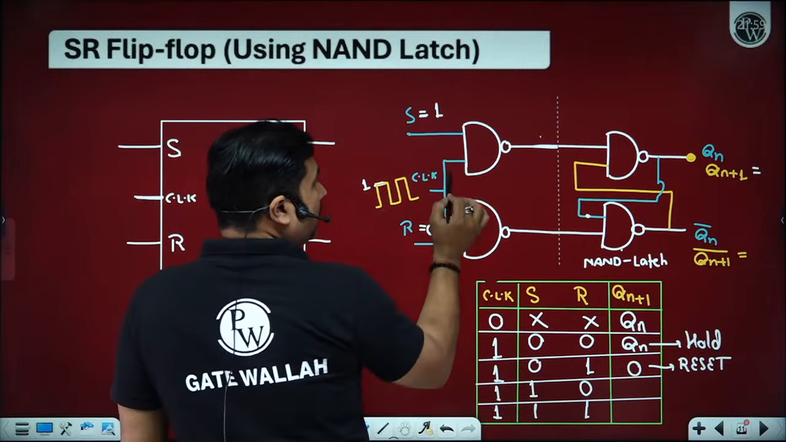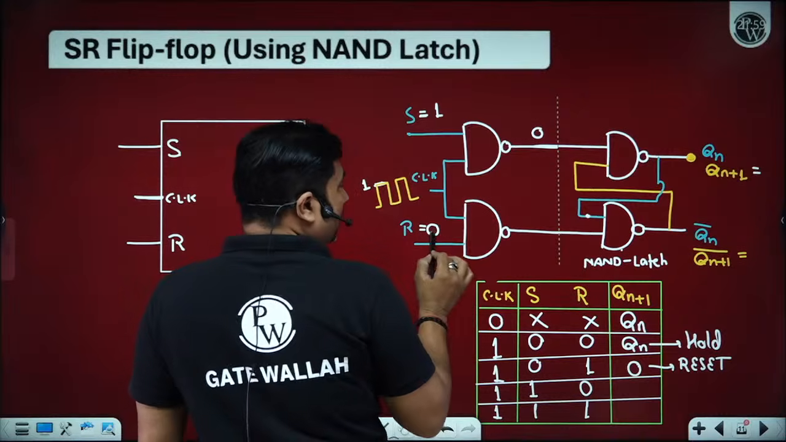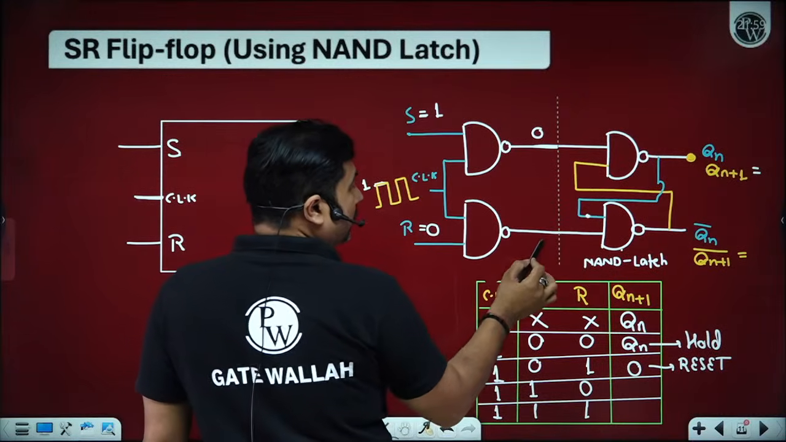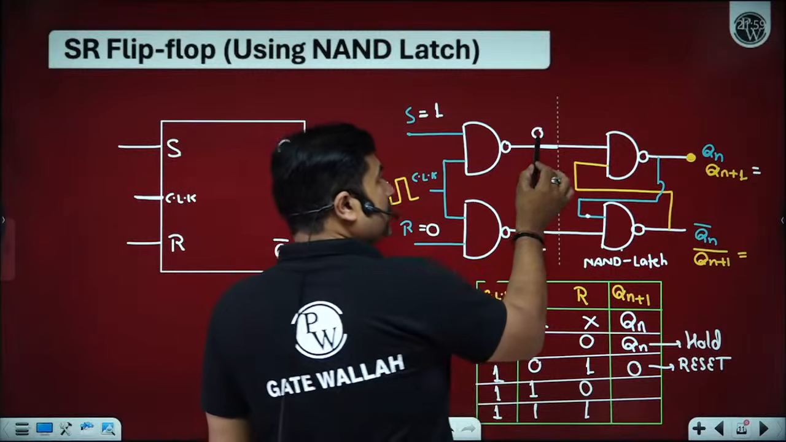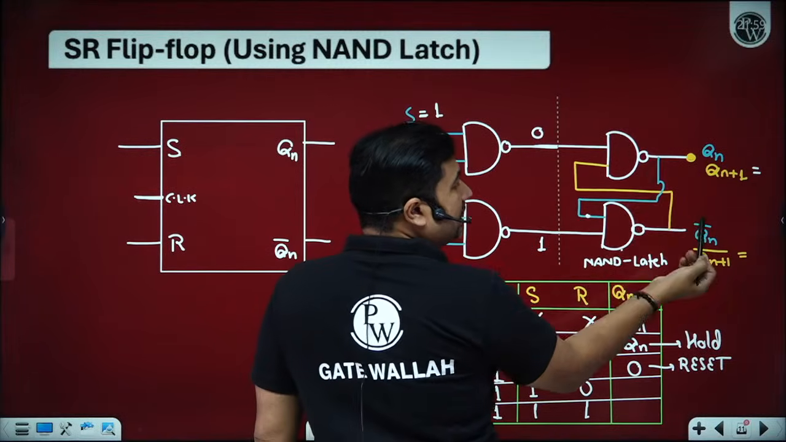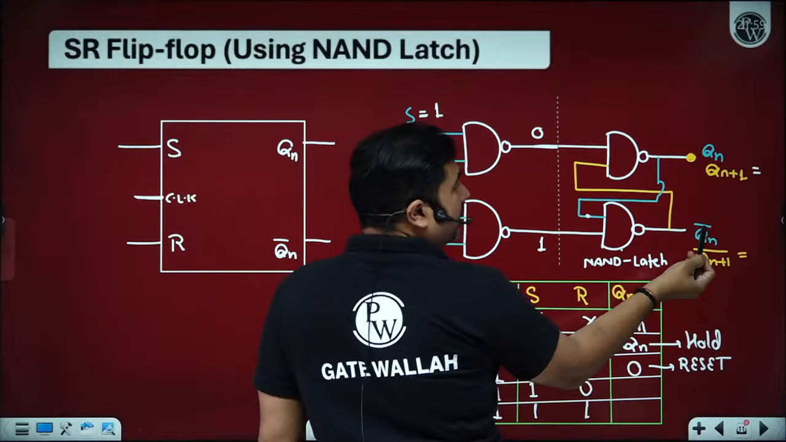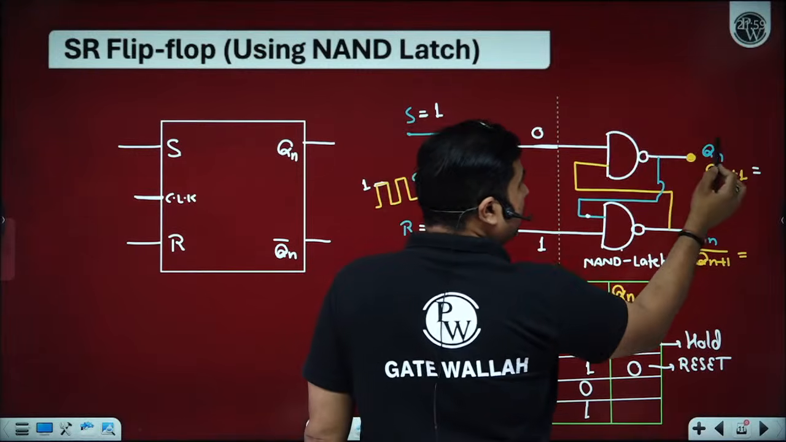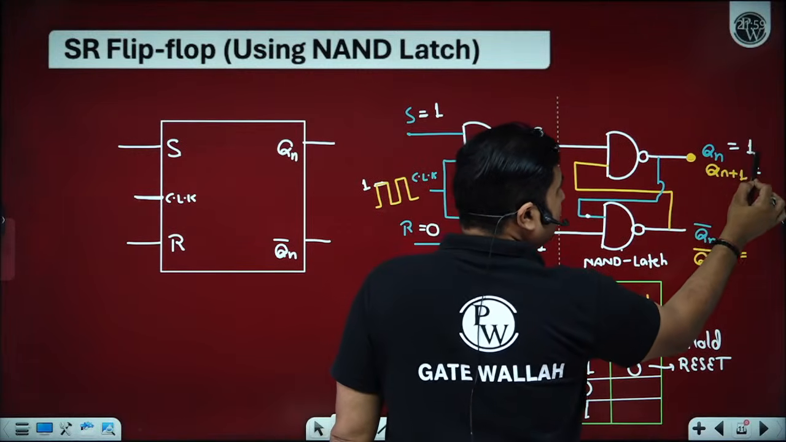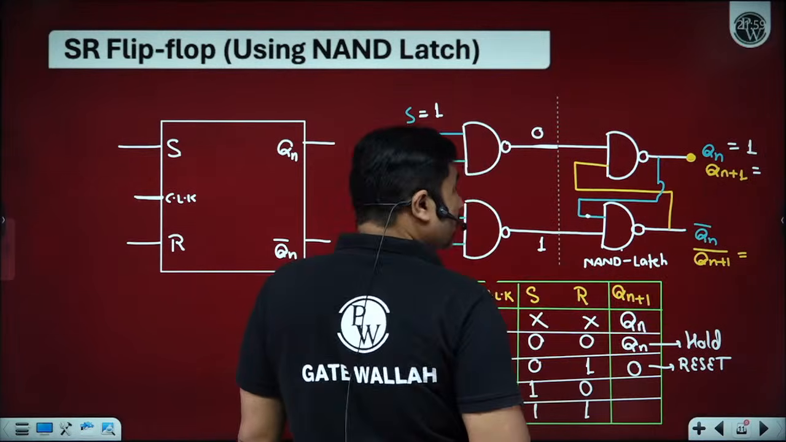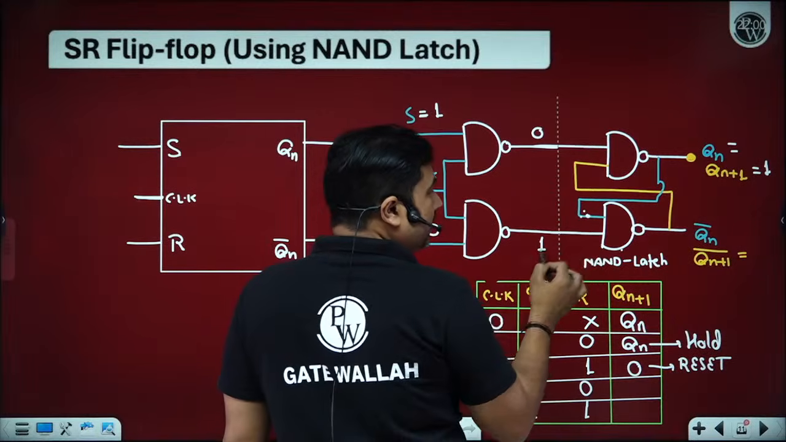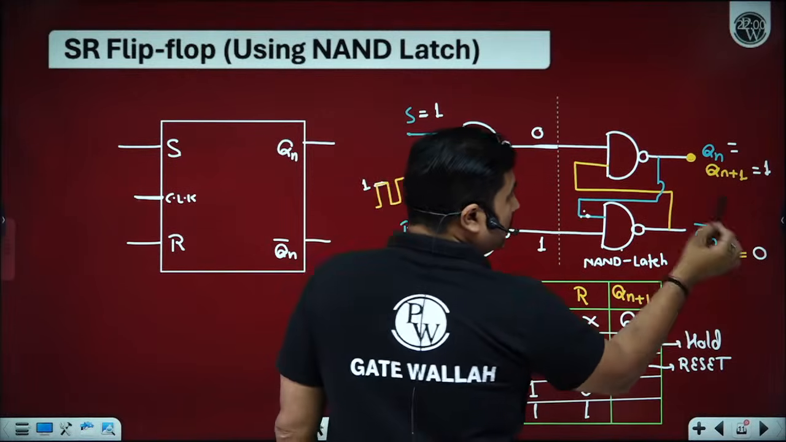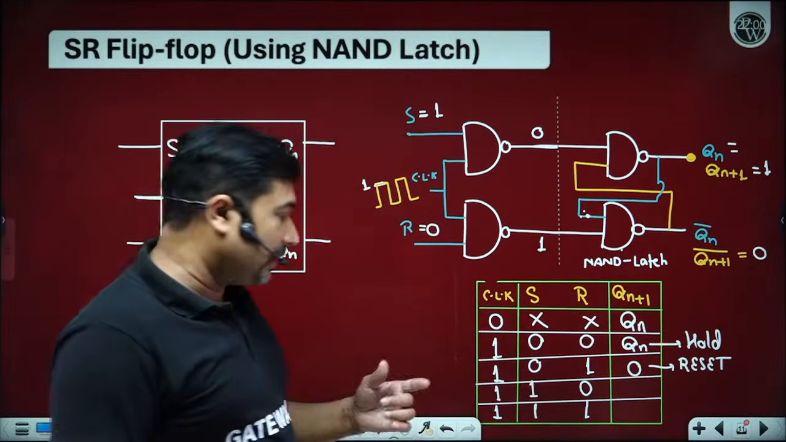So 1 into 1 complement is 0. 1 into 0, 0 complement is 1. For a NAND latch, always follow 0. So if this is 0, then 0 multiplied by Qn bar is 0 only, and its complement is logic level 1. So this Qn plus 1 stabilizes to logic level 1. Now 1 will come here. 1 into 1 complement is 0. So you can say, sir, Qn plus 1 will become 1.